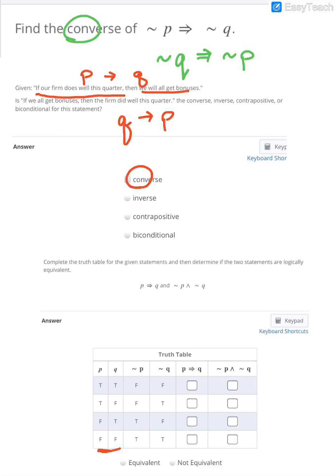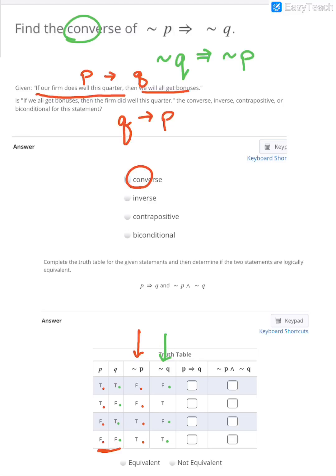And then we're going to look at the conditional of if P then Q, and compare that to the negation of P and the negation of Q. In this column, I'm going to label it as the negation of P, and I took each of the values and just negated them. So true became false, true became false, false became true, false became true. Then in the next column, I'm doing the negation of Q. So true becomes false, false becomes true, true becomes false, and false becomes true.